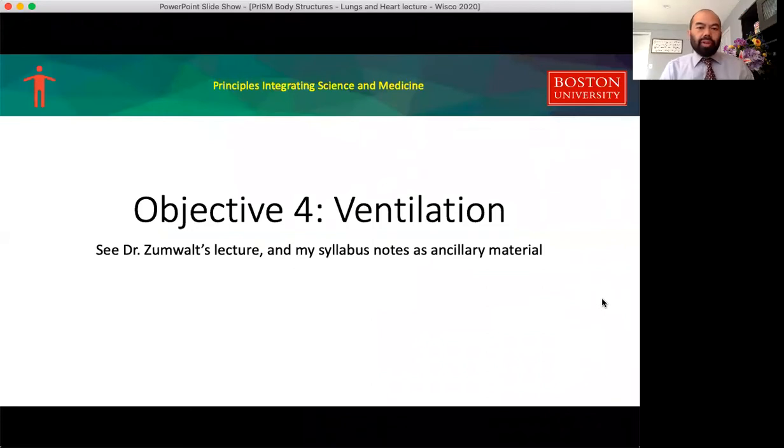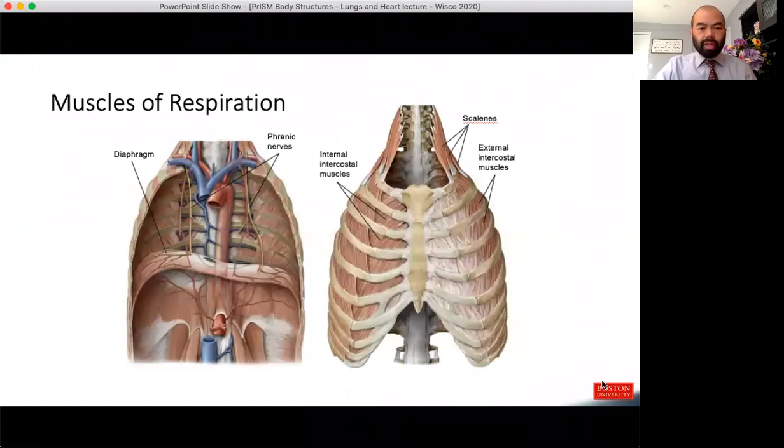Okay, so let's go into ventilation. This, by the way, is also covered in other lectures. And so I would recommend using this part of my lecture as ancillary material to Dr. Zumwalt's lecture. So because the lungs are stuck to the thoracic wall and the diaphragm, that means that those structures can help expand the lungs and also deflate the lungs.